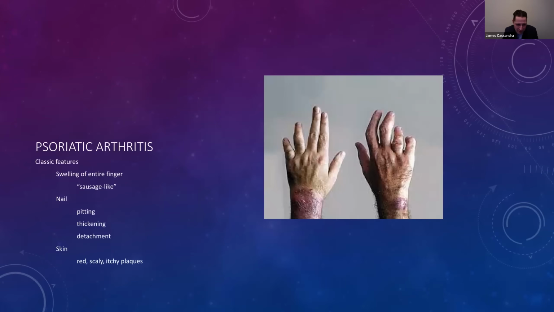So some common features with psoriatic arthritis are swelling of the entire finger, a sausage digit, on the right hand in the image. The long finger is kind of thick, swollen, almost like a sausage. Nails have changes. They have pitting, thickening, detachment. Leukonychia, or whiteness on the nail, can happen sometimes. And the skin, you have the classic red, scaly, itchy plaque.